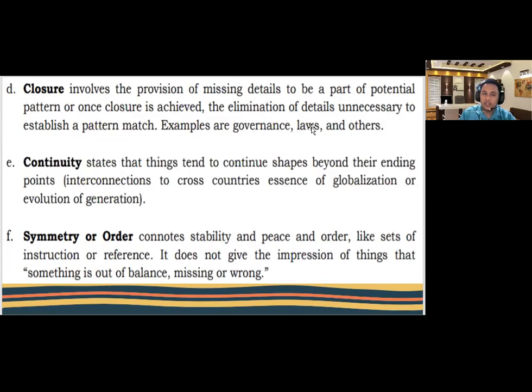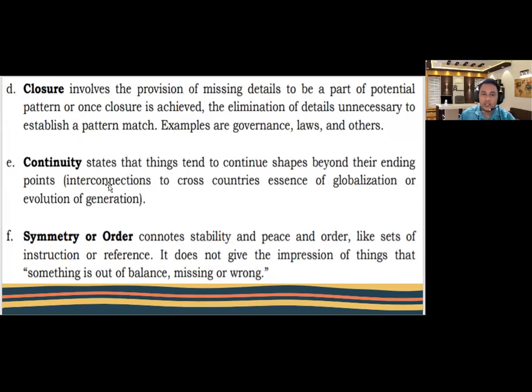So para magkaroon tayo ng gobyerno, ng law, ng constitution, and etc. So that is closure, elimination of unnecessary details. Dapat yung mapagkakasunduan lang ng mga parts for a potential pattern, for a potential governance, for potential law, and others. That's closure. Next is continuity.